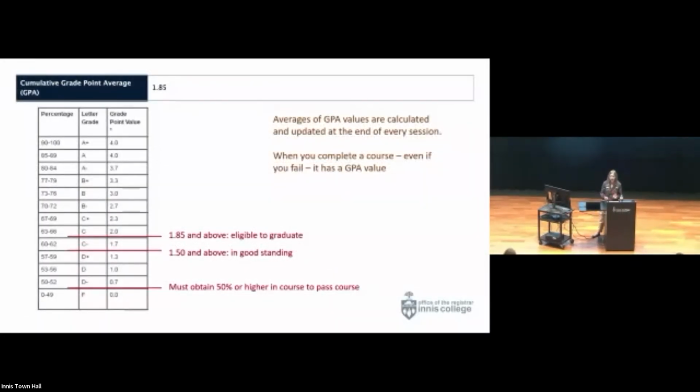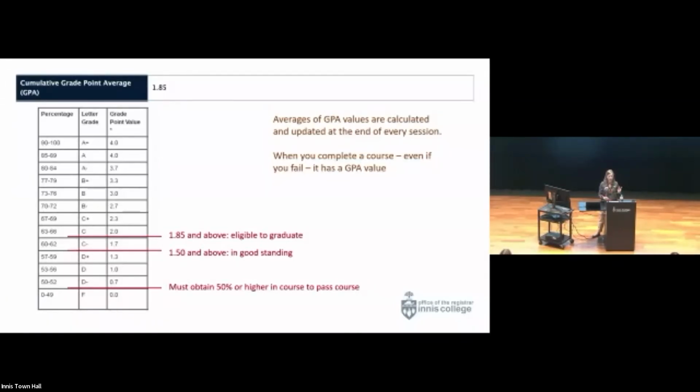Okay, so the 4th degree requirement that we'll talk about is your cumulative grade point average. This refers to your marks. This chart here shows you that marks are given out in 3 ways. One is in terms of percentage, where 50% and higher is passing. These ranges of percentages translate to a letter grade, and each letter grade has a grade point value on a 4-point scale.